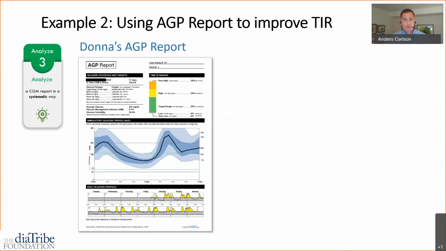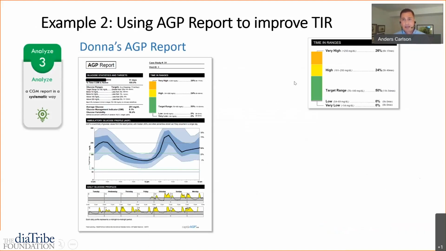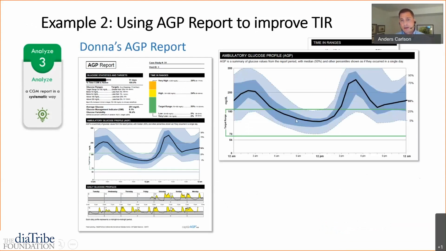And so here's her AGP report. If we look at her time in ranges, she's got 50% time in target range with no time in the low or very low range. The AGP shows a pretty distinct spike here at dinner, followed by another spike in the midnight-ish range, so kind of an evening pre-bed snack. When I ask her what she sees here, immediately she says, yep, there's dinner, this spike. And this spike is when I have a snack before bed because I want to keep my glucose up so it doesn't go low overnight.